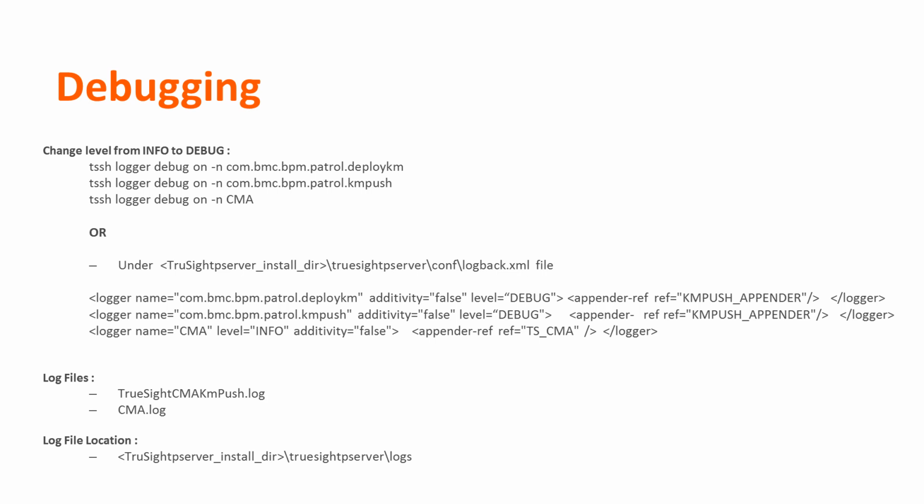If the TSS logger gets into some problematic situation, we can change the logback.xml from info to debug. These logs can all be changed. After the logs are changed from info to debug, the debug logs will be generated in the CMA KM push log and CMA log, and the log file location would be the TrueSight install directory, TrueSight Presentation Server logs.